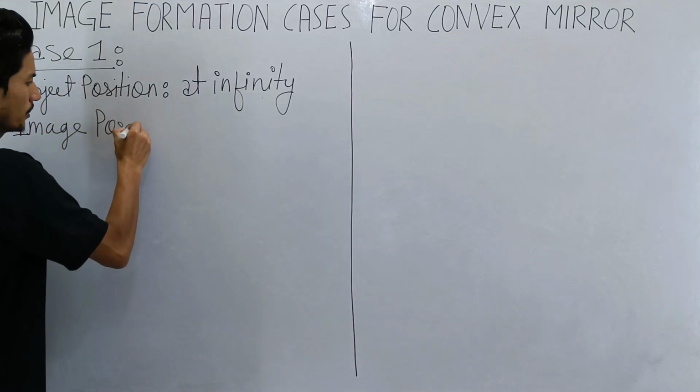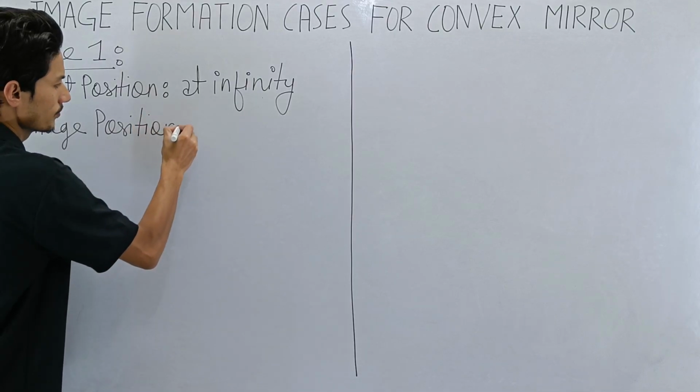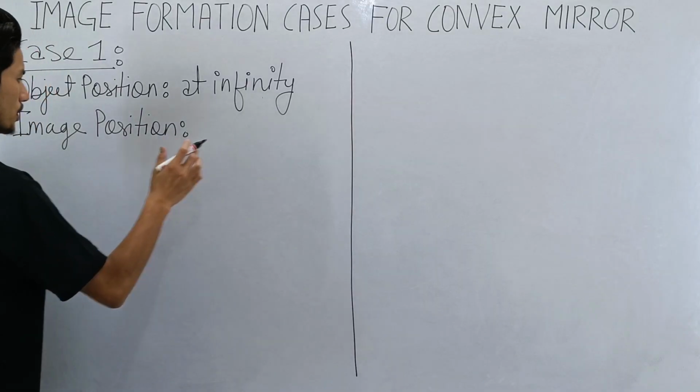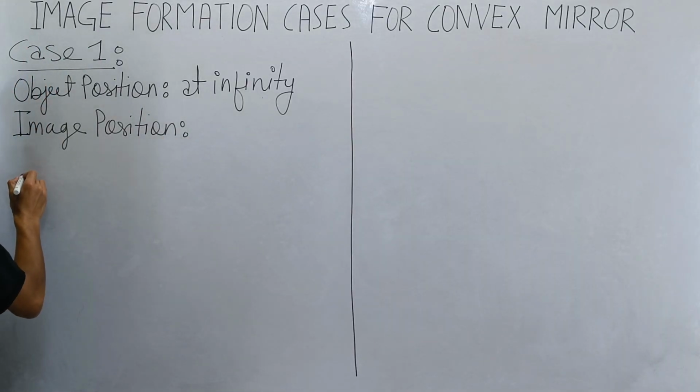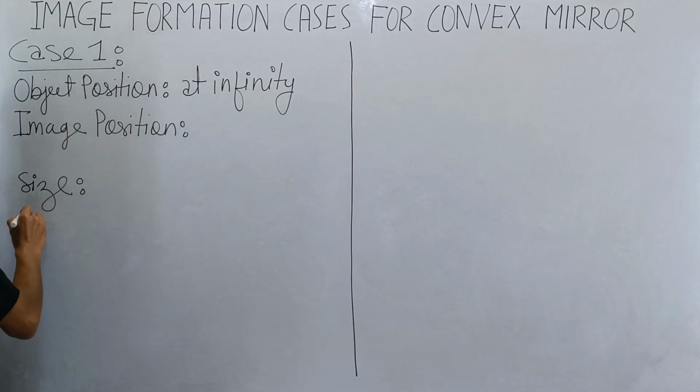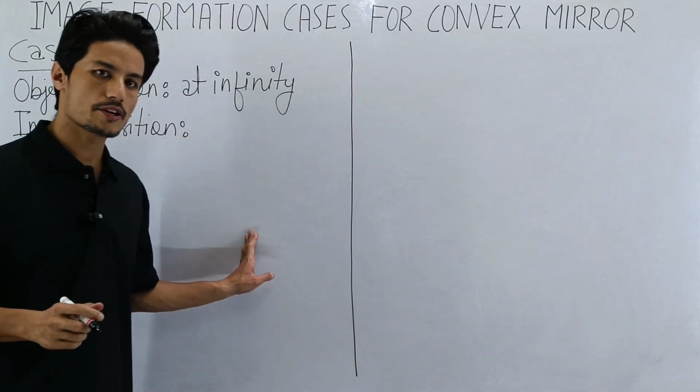Then we will write image position. Then after that, we'll write the size and the nature. So image position, I think I'll keep some space here. Then we'll write the size. And finally, we'll write the nature. So these are the things that we will be writing. So let's draw the ray diagram.